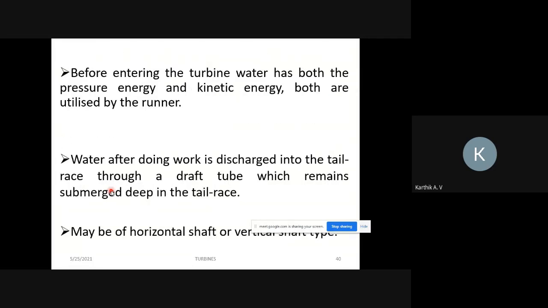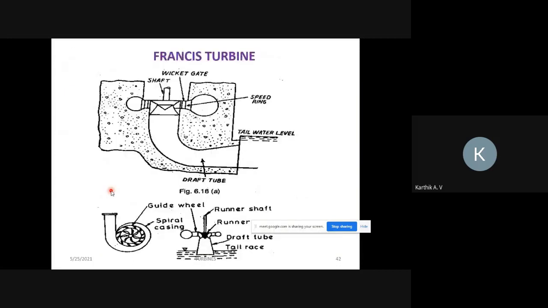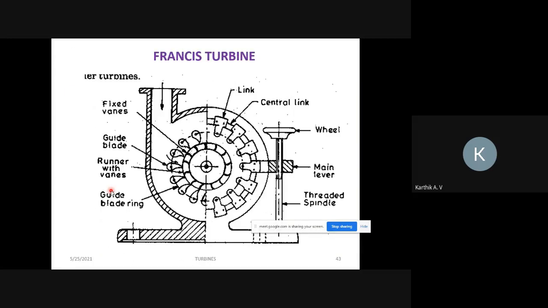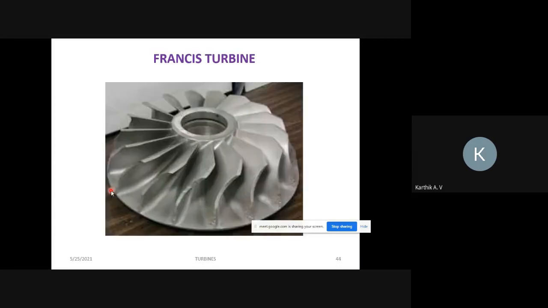I hope all of you understood the working principle of Francis turbine. So this is the sketch of Francis turbine, the front view. This is the blade arrangement of Francis turbine. Next one is Kaplan turbine. It is also called a propeller turbine. So that turbine we'll see in the next class.